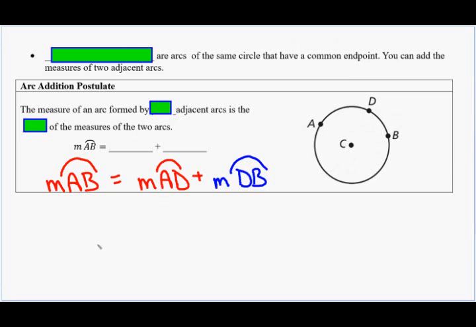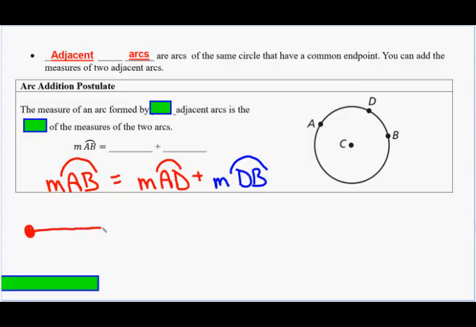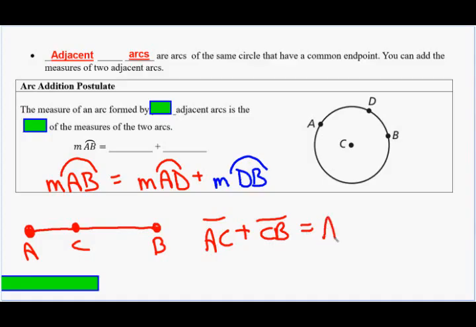Before we dive into this, let me uncover this part here. Adjacent arcs are arcs of the same circle that share a common endpoint. We can add the measures of adjacent arcs. This is very similar to segment addition. So long ago we had segment AB, and if I put point C here, we could say segment AC plus segment CB adds up to the entire segment from A to B. The bridge, the shared point, was point C, so we could go right from endpoint A to endpoint B.